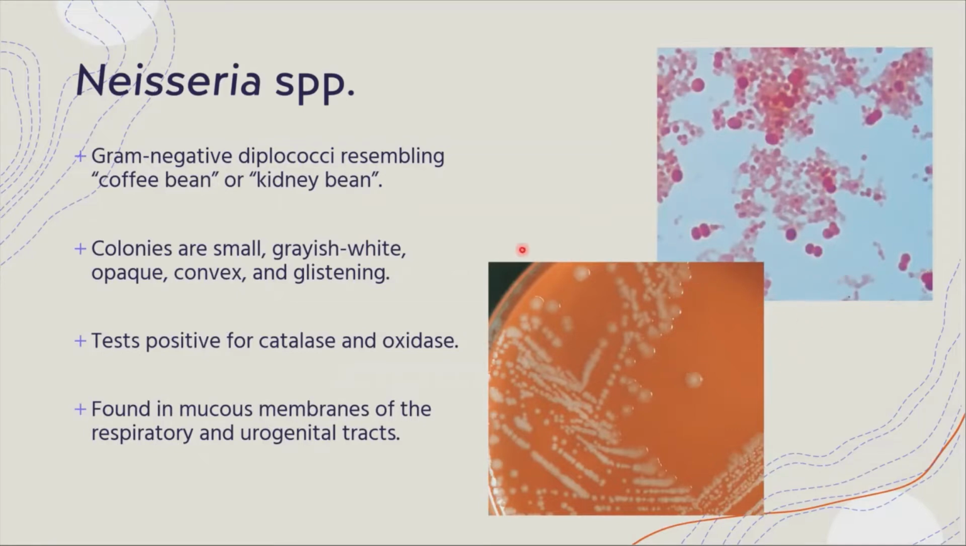On culture, the colonies are small, grayish white, opaque, convex, and glistening. So these are examples of your Neisseria colonies on chocolate agar plate. Okay, so hindi siya tumutubo again sa blood agar kasi nga kulang yung nutritional content na kailangan ng ating Neisseria para tumubo siya.